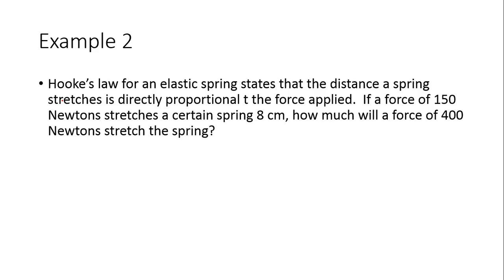All right. So in example 2, they're talking about Hooke's law. According to Hooke's law, for an elastic spring, and elastic means it stretches and compresses. It doesn't mean it's made of that polymer rubber material. A metal elastic spring is usually going to be a metal. It just means it has elasticity.